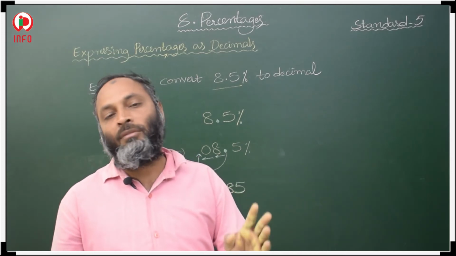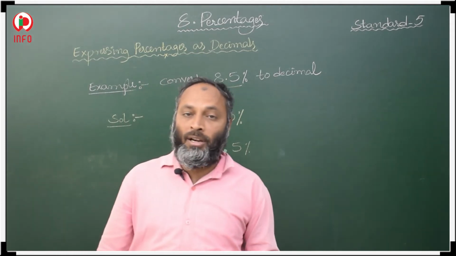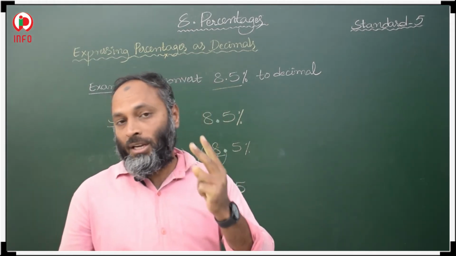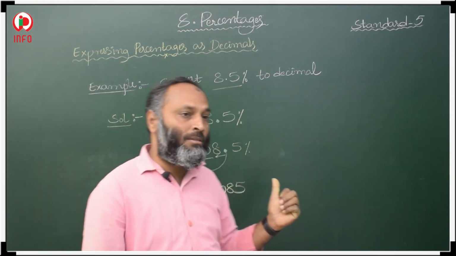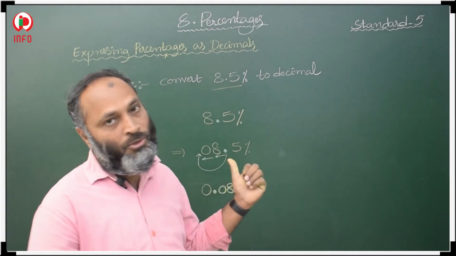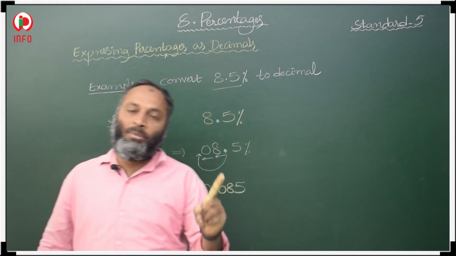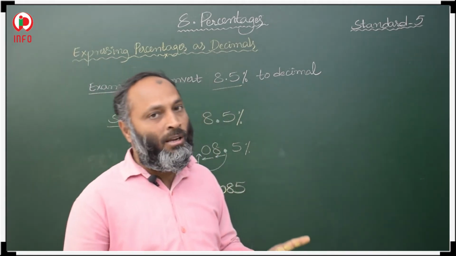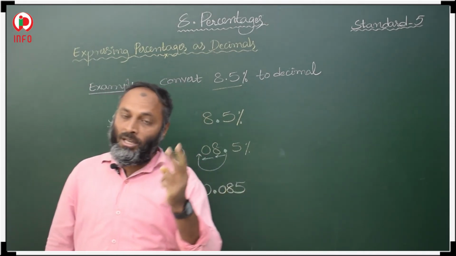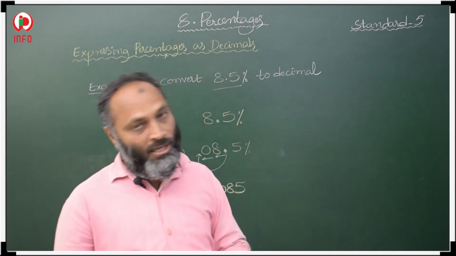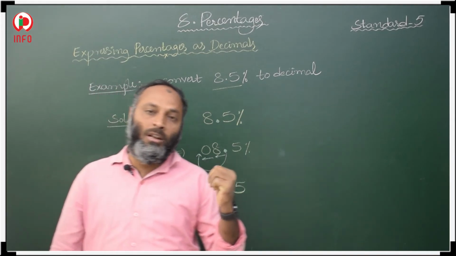Why are we keeping a decimal after 2 digits? Because we are dividing by 100. In 100 we have 2 zeros, that is why. So we have to move our decimal 2 places from right to left. This is the reason why we are moving a decimal: 2 digits from right to left, because in 100 we have 2 zeros. When we divide a number by 100, the point moves 2 digits from right to left.